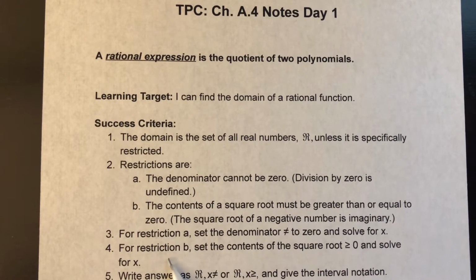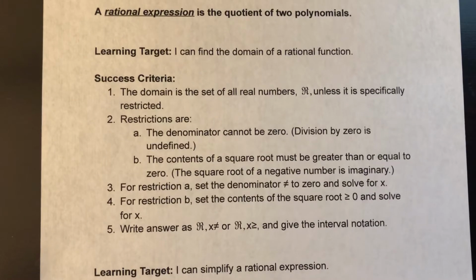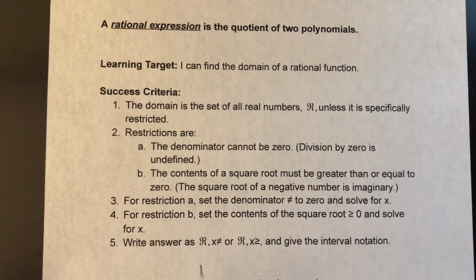If we have a square root, we're going to set whatever's in the square root greater than or equal to 0 and get x by itself. And then finally, we'll write our answer as all the reals and then list the restrictions in interval notation. Okay, so keep the success criteria handy. Just put that to the side, and as we work through these problems, we'll refer to this piece of paper.